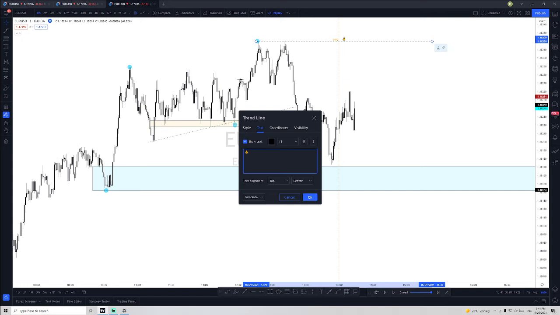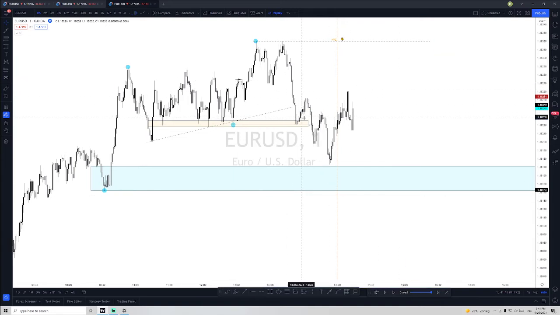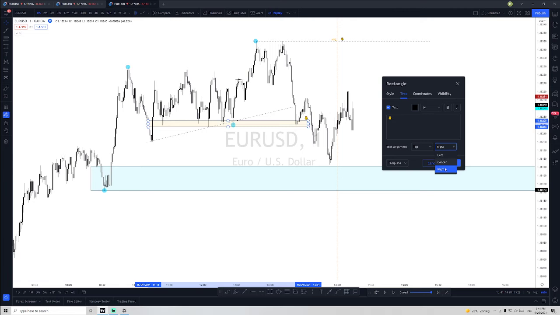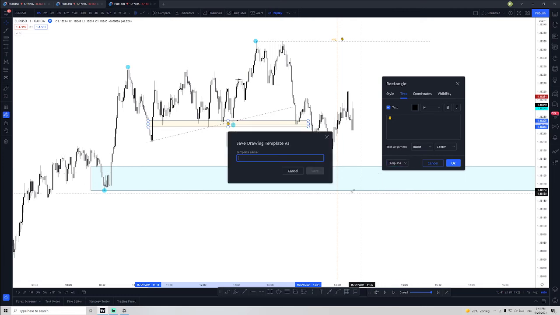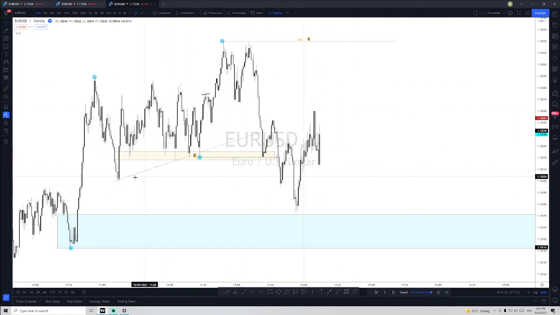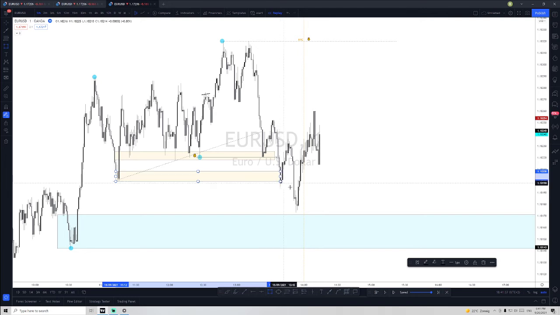Alright, Control C, Control V. Go center. Go inside. Make template. Paste. Bang, bang, bang, bang. Alright, perfect. Then we also have a fake point of interest for our smart money traders.